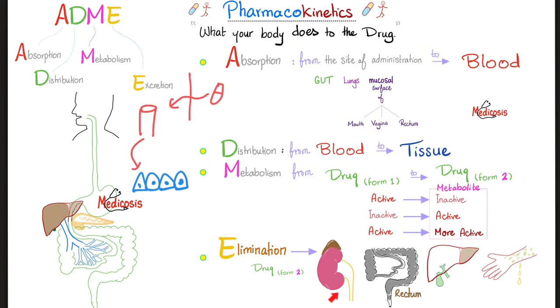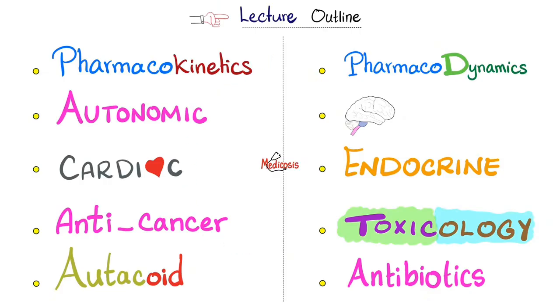Elimination of drugs can occur via the kidney or via the biliary system or the stool. You can pee the drug out or poop the drug out. You can even sweat the drug out, depending on the type of the medication. This is pharmacokinetics. By the way, throughout the rest of this pharmacology playlist, we will talk in great detail about each one of these topics.